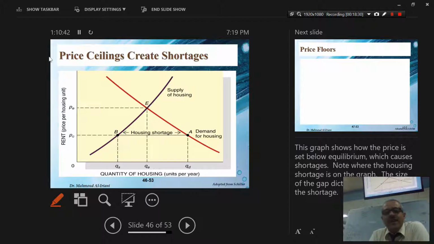And this is what happens when you put a maximum price on housing rent, and the housing shortage will be between QD minus QS. Do you know what a QD is? This is QD. And this is QS. Did you see QD and QS? So the difference between them is the shortage. This is the equilibrium price, this is PE. This is QE, the equilibrium quantity.